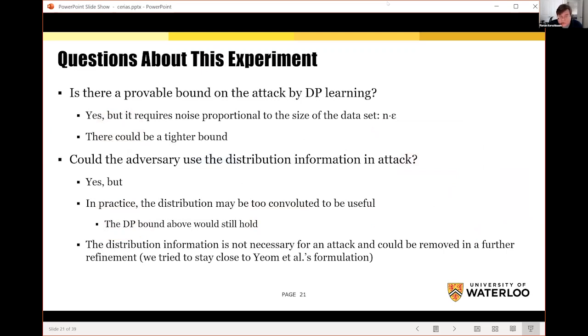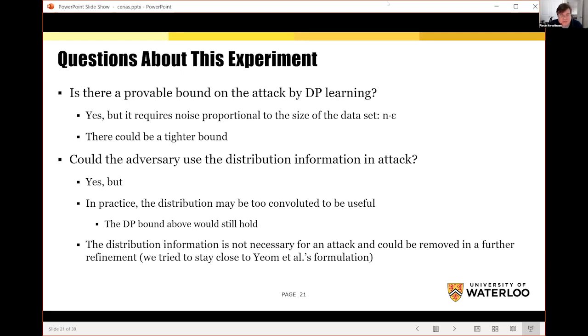Is there a provable bound on the membership inference attack by deep learning? And the answer is yes, there is. But it requires noise proportional to the size of the data set. The bound, at least the bound that one can trivially come up with, is n times epsilon, and that is very inconsequential. So even if you would apply extreme noise, I mean extreme noise, so that you basically have very low accuracy, and have a very large training data set, your epsilon would be huge. There could clearly be a tighter bound. We cannot rule it out, but the proof is non-obvious.